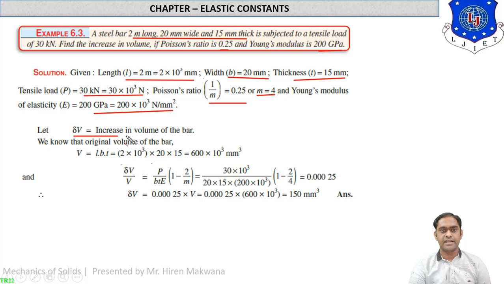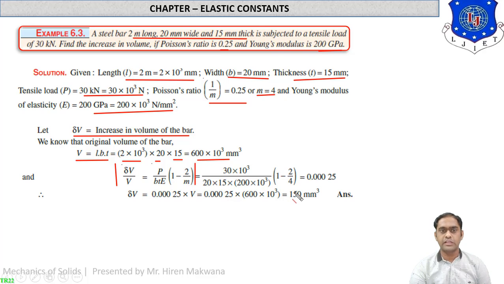Now let delta V equal to the increase in volume of the bar. So now, what is the original volume of the bar? It is LBT. So LBT, you will get the answer of 600 into 10 raised to 3 mm cube, which is the unit of the volume. Now what is the formula? Delta V by V is equal to P upon BT, means P upon area, stress upon E, into 1 minus 2 by m. This is the formula as discussed in the previous lecture.